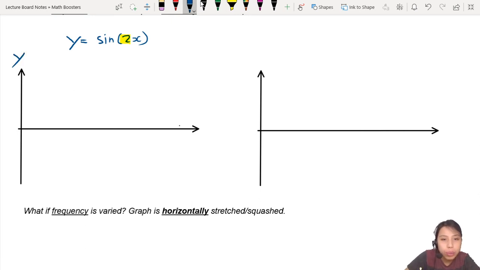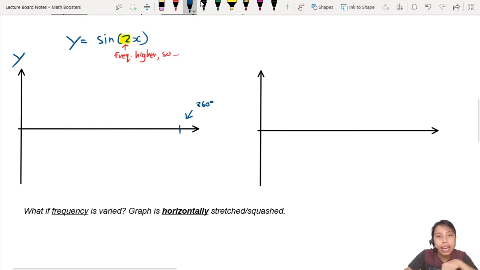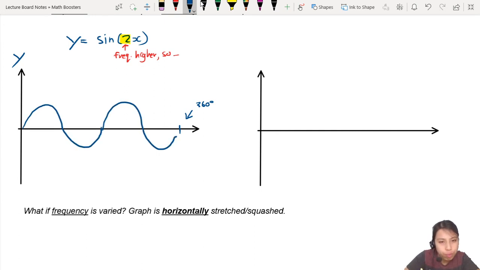Okay, this is the one full cycle, right? Originally, this is 360. But now, because of 2x, your frequency is higher. So now there are 2 full cycles inside 360. So you draw 1, 2. Okay, so this is 1 cycle, 2 cycles. So 1T, 2T fit inside 360 already. You see the difference or not?